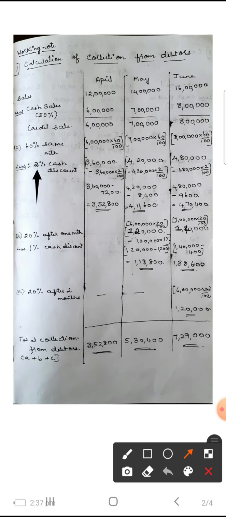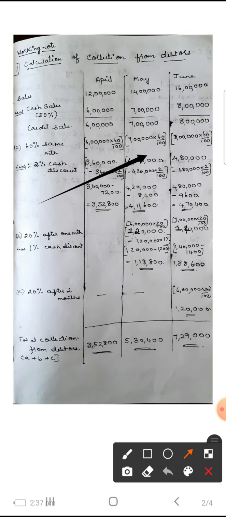60% in the same month. So what happens is 60% they will receive in the same month. So 6 lakh into 60% is 3,60,000, minus cash discount. Cash discount we have to deduct 7,200.